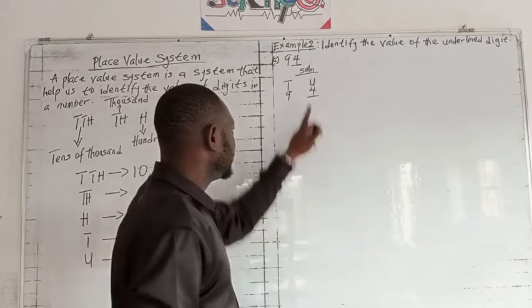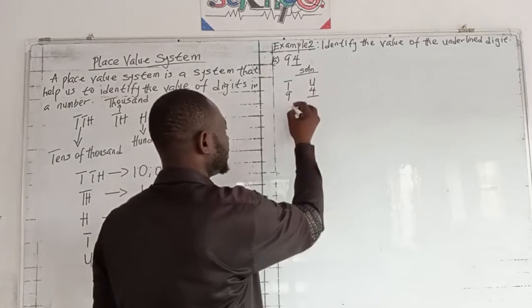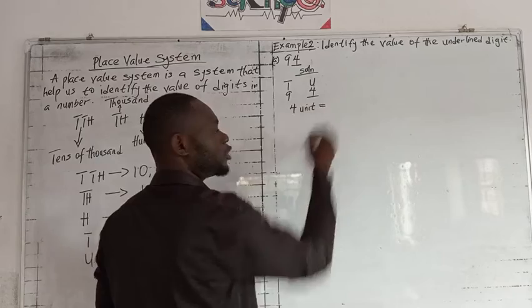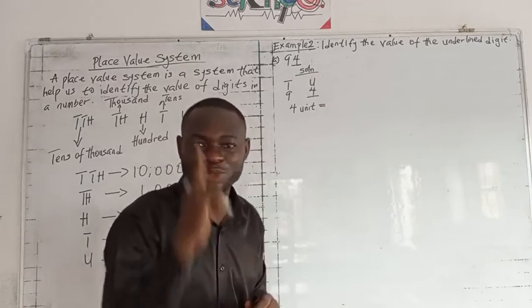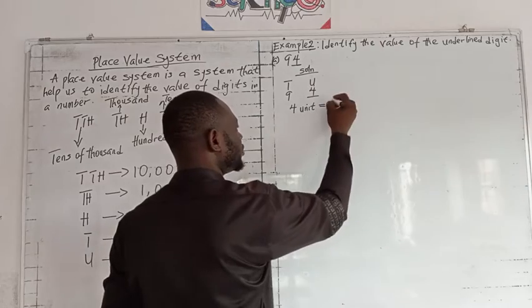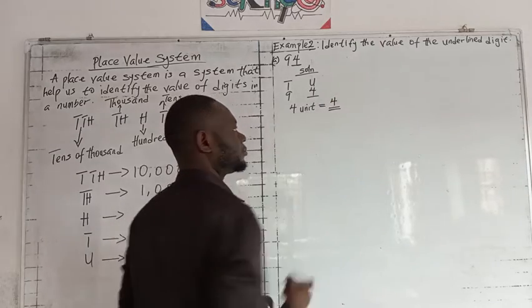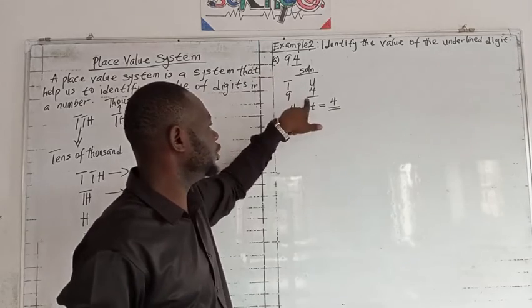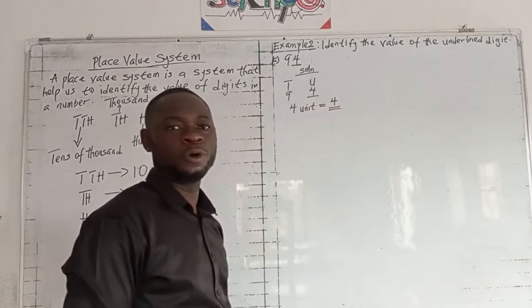What does it mean? 4 is under units. So we say that this is 4 units. And what does 4 units mean? Unit means 1. Remember, they stand on their own. 1. So 4 units means what? 4. Are you seeing it? So the value of 4 in 94 is 4.